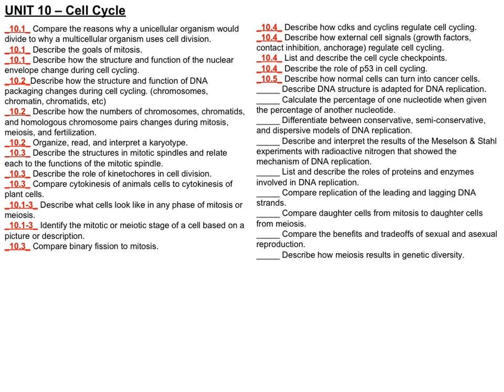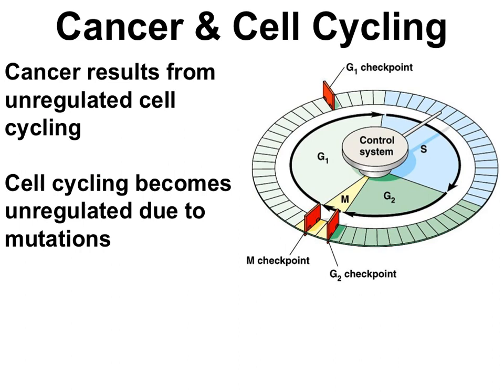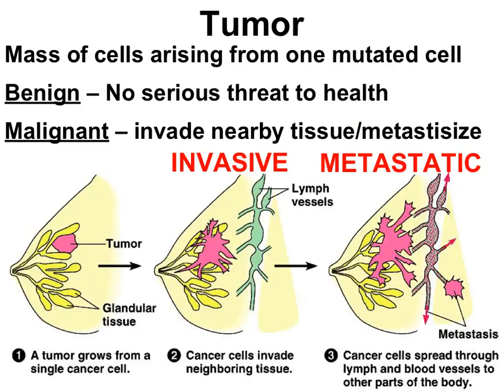But that story is a detailed one. From a big picture perspective, cancer is simply unregulated cell cycling. Cells divide uncontrollably, and that's what causes cancer. But what causes the uncontrolled cell division is mutations. Specifically, mutations in genes responsible for cell cycle regulation.